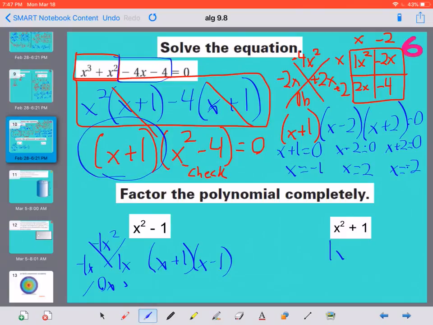Here I'd have a 1x and a 0x. So now this seems like it's going to be impossible because what I need for a 1 is a 1 times 1. Now that's the only thing that I could have, or a negative 1 times a negative 1, but neither of those add up to 0. So this one is not possible.